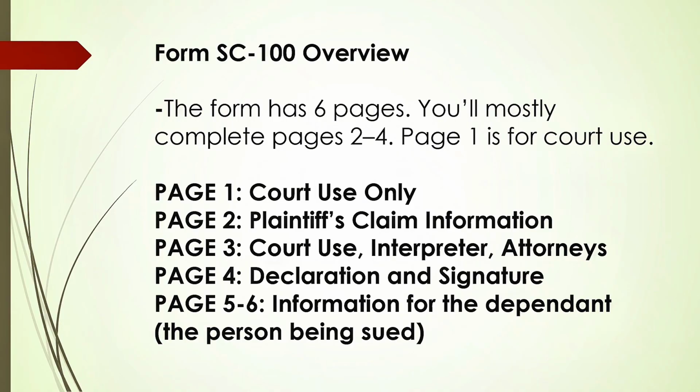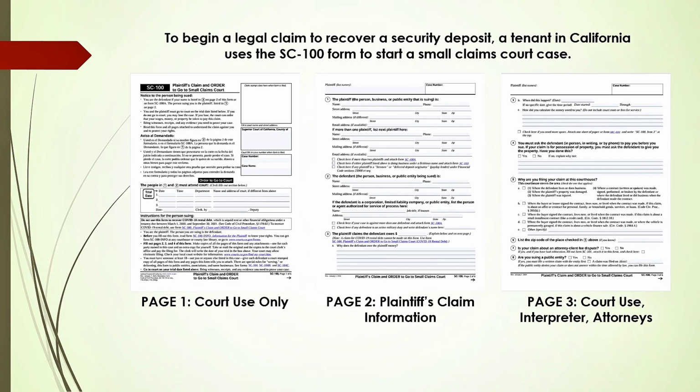Form SC-100 overview. The form has 6 pages. You mostly complete pages 2 to 4. Page 1 is for court use. To begin a legal claim to recover a deposit or security deposit, a tenant in California uses the SC-100 form to start a small claims court case.